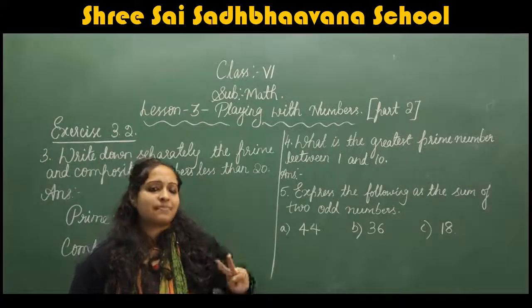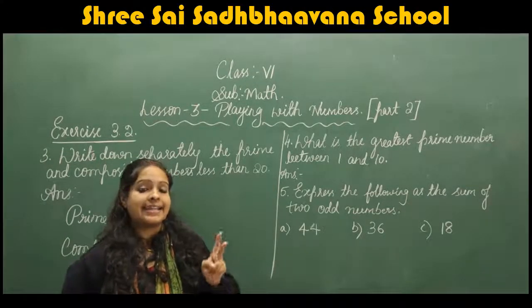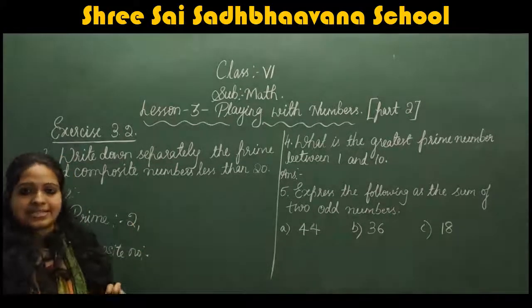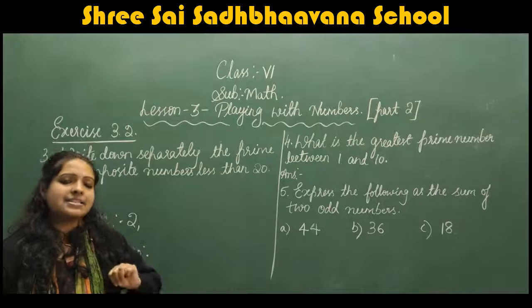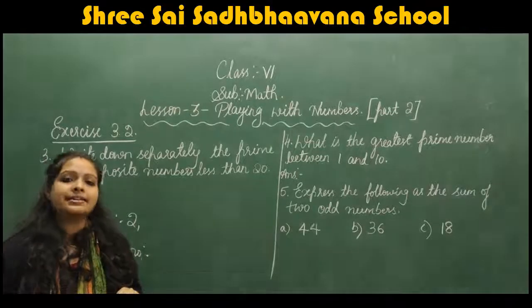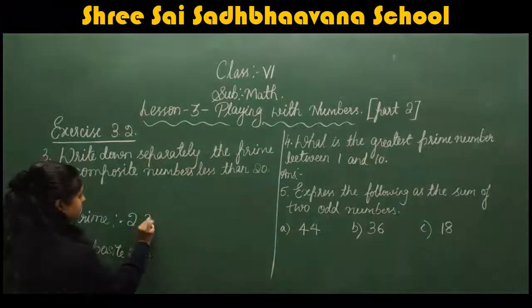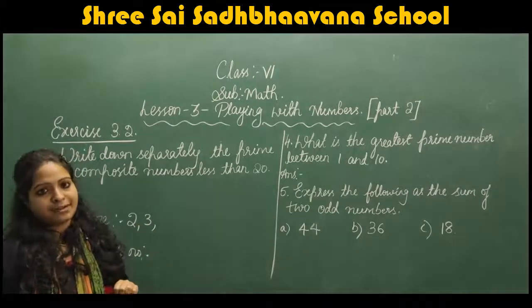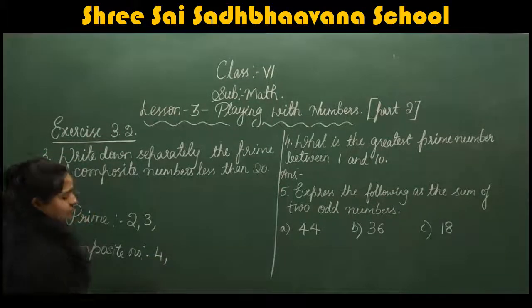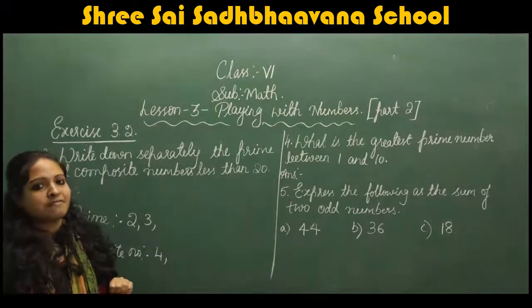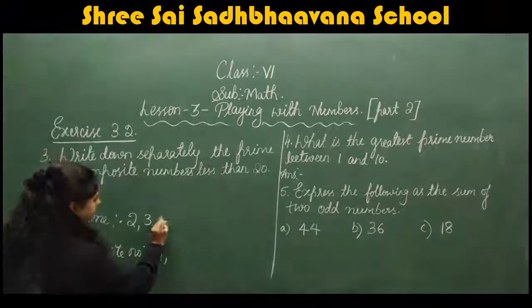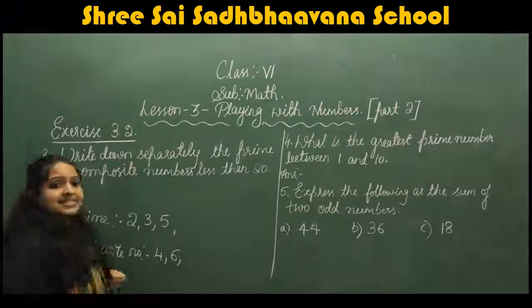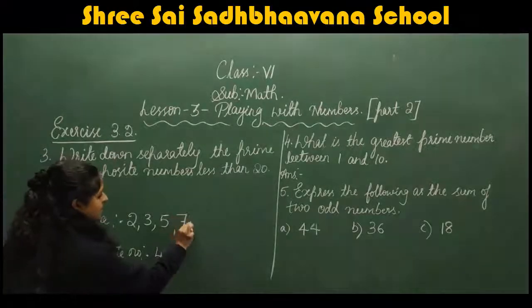Is 2 a prime number or composite number, children? It is a prime number. We already studied that 2 is the smallest prime number. Yes, coming to the next number, 3. Is 3 a prime number or composite number, children? 3 is a prime number. 4. Is 4 a prime number or composite number? 4 is a composite number. What about 5? 5 is a prime number. 6, composite number. 7, prime number.